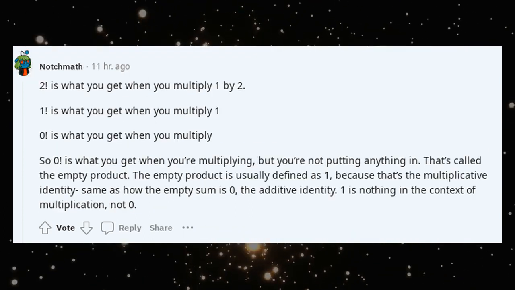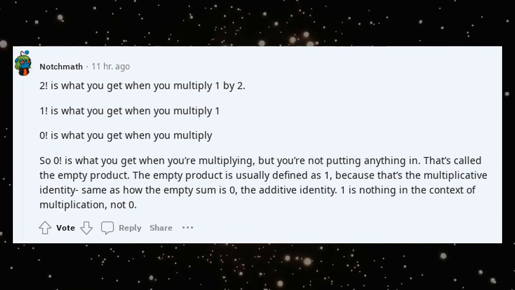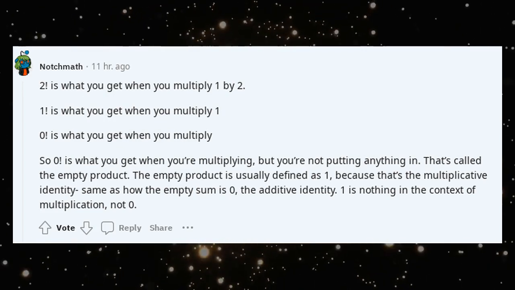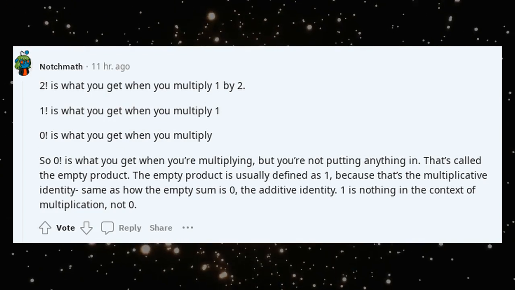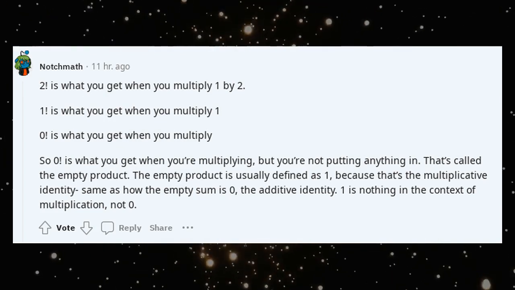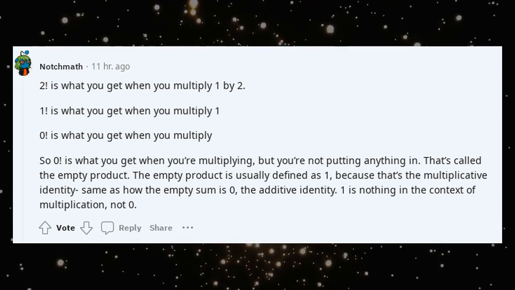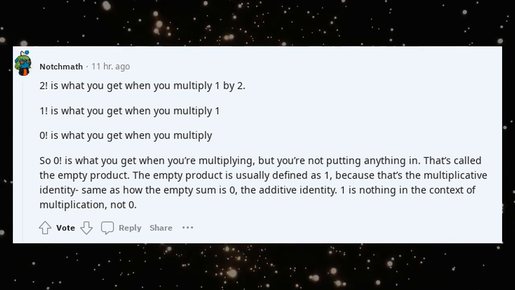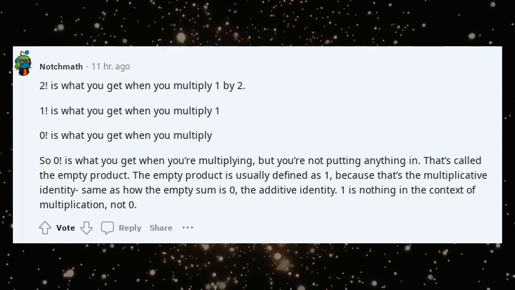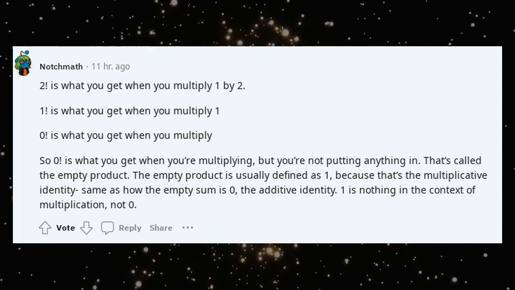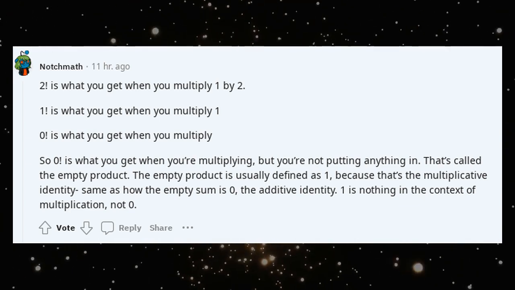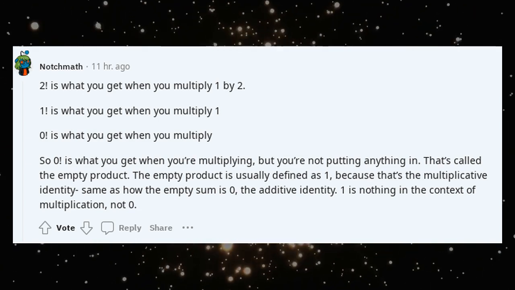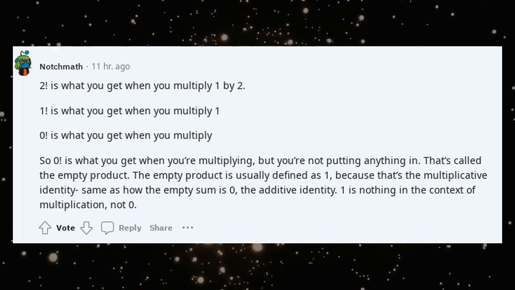2! is what you get when you multiply 1 by 2. 1! is what you get when you multiply 1. 0! is what you get when you multiply. So 0! is what you get when you're multiplying, but you're not putting anything in. That's called the empty product. The empty product is usually defined as 1, because that's the multiplicative identity, same as how the empty sum is 0, the additive identity. 1 is nothing in the context of multiplication.